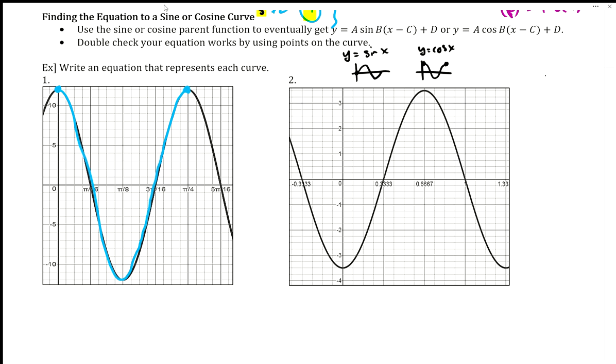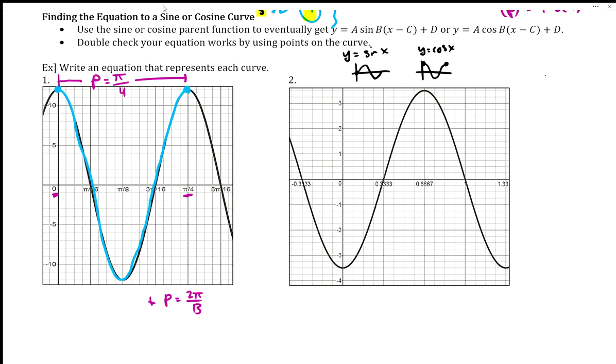And so we'll continue marking. I'm going to mark the period here. It begins at 0 and ends at pi over 4. So that means the period has a length of pi over 4. Now what we can do with the period, so I'm going to go down here, remember that the period is the same thing as 2 pi over b.